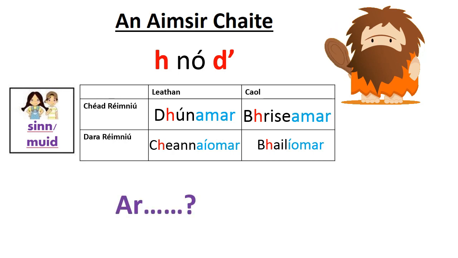When we're asking a question, we use ar. For all of the other tenses, we use an. But this is the big difference in the aimsir chaite, it's ar. Ar dhún tú, did you close?